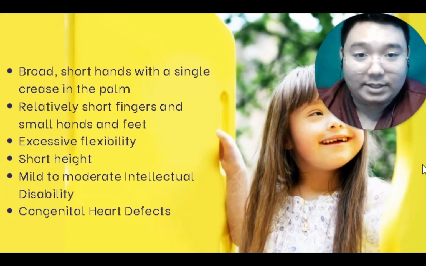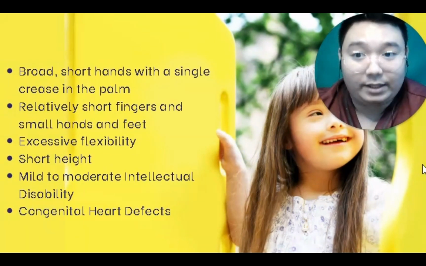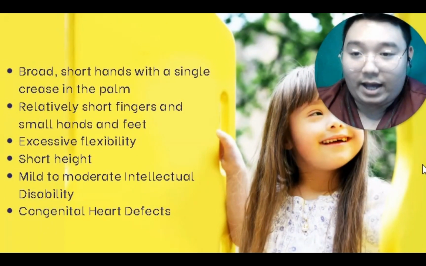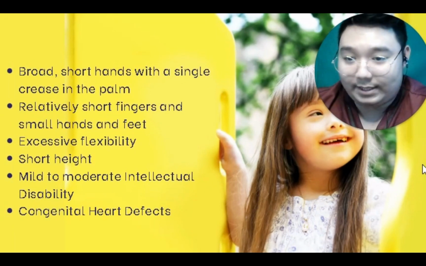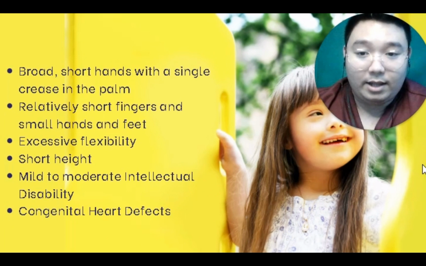So usually kids with Down syndrome have small fingers and very chubby fingers, no? Then they have excessive flexibility. So this is in relation to their low muscle tone. The next is they have short height. The next, they may have mild to moderate intellectual disability, and some may have congenital heart defects.